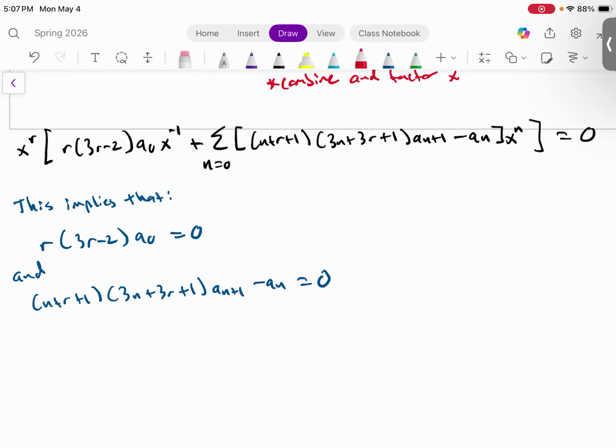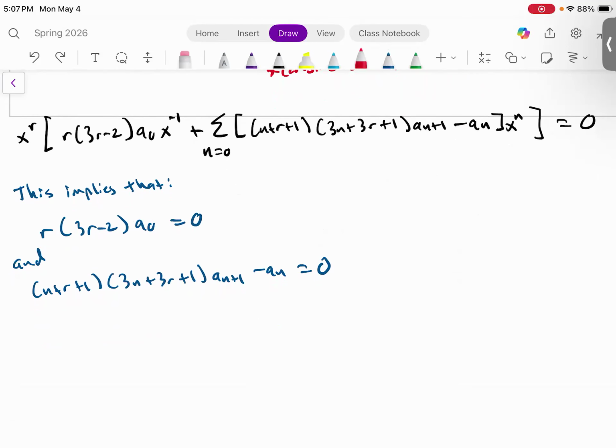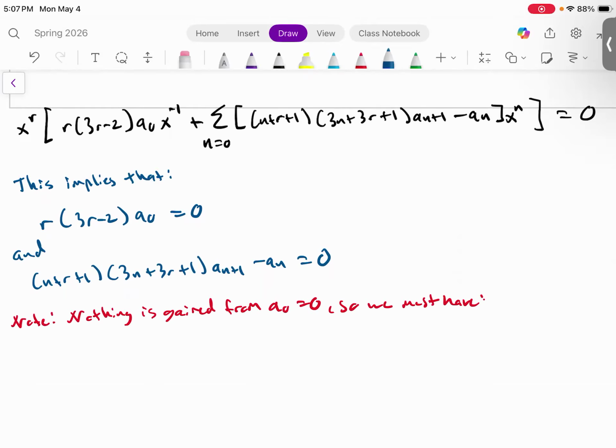Okay. But note, we have a naught here in our equation. We want to figure out what r is essentially. And the reason why we're able to do that is because nothing is gained from a naught equaling zero. So we must have that r component, r times 3r minus 2, must equal zero. And this is going to give us our roots.